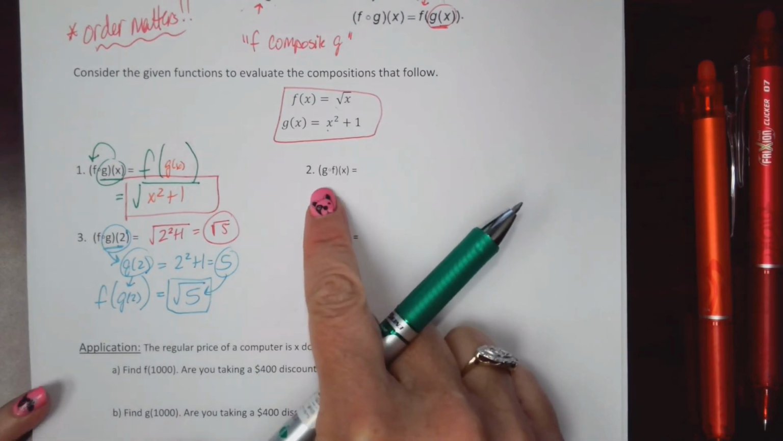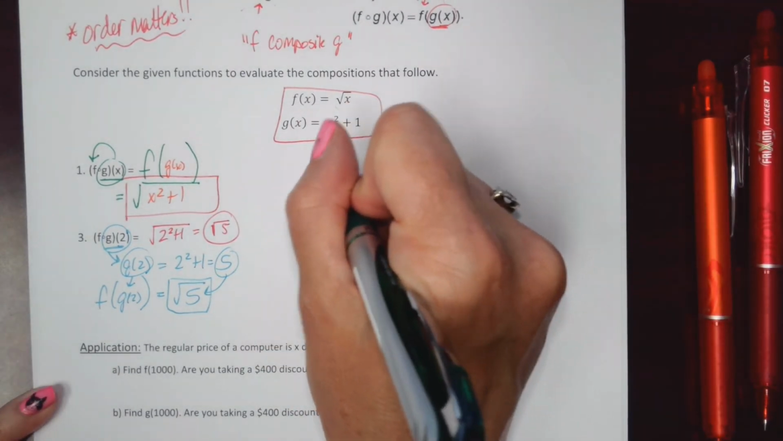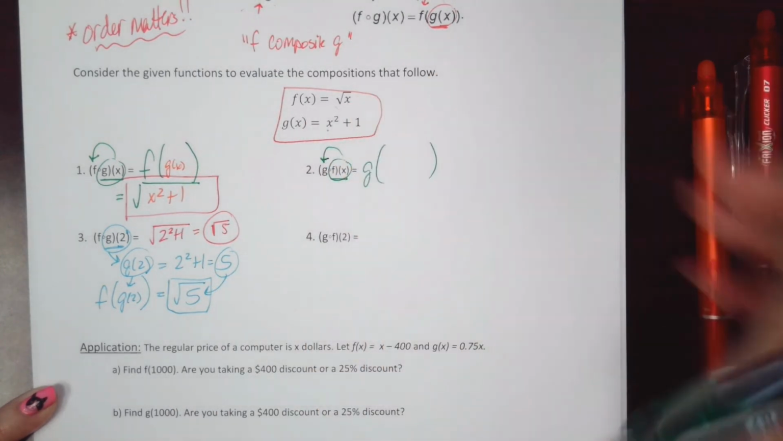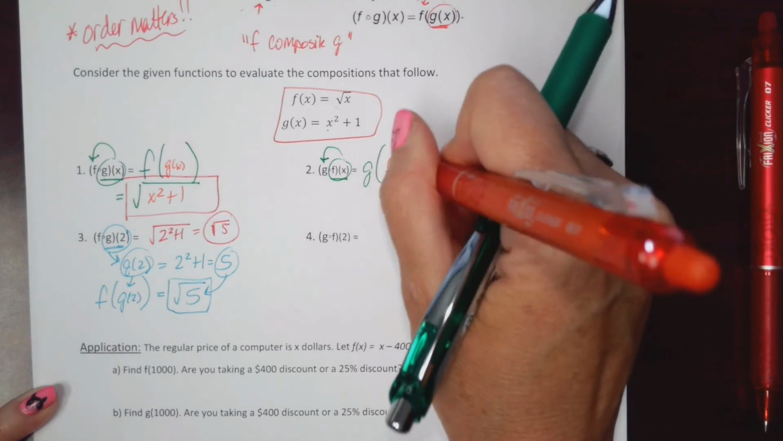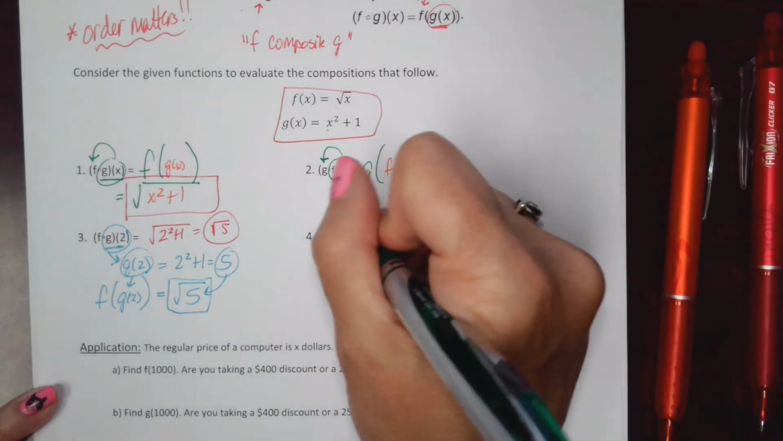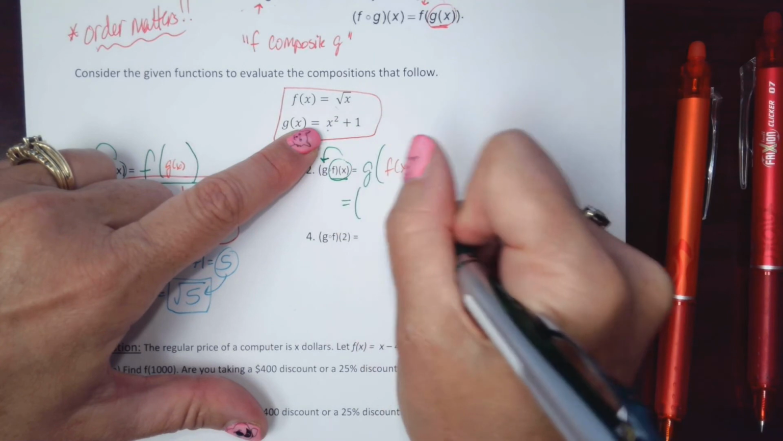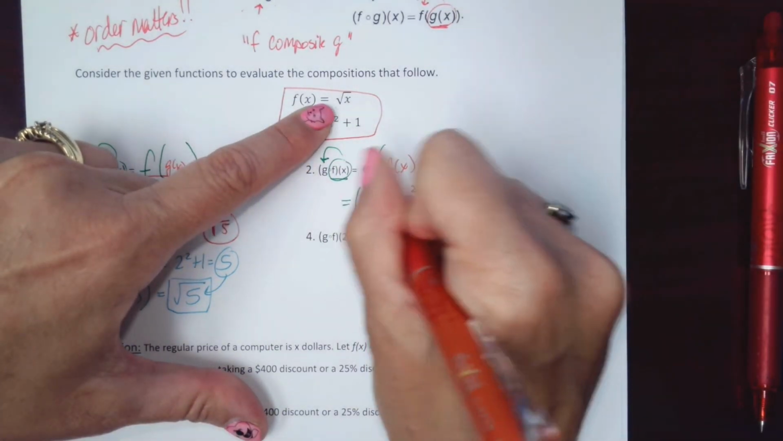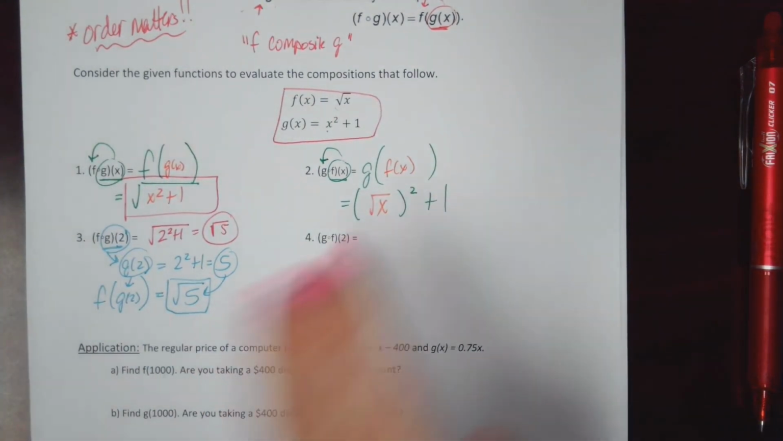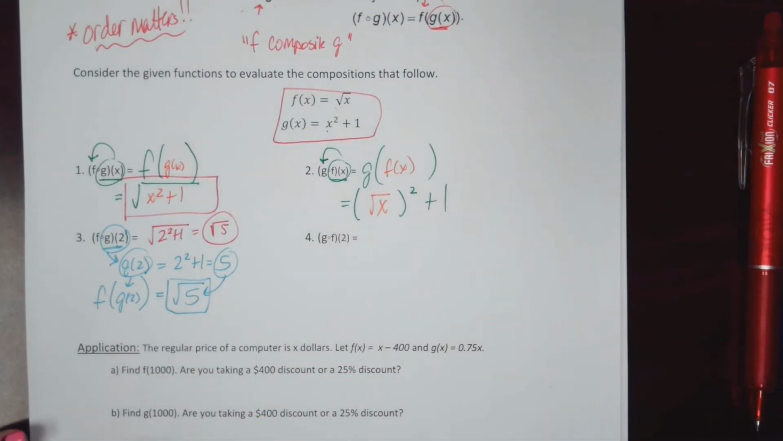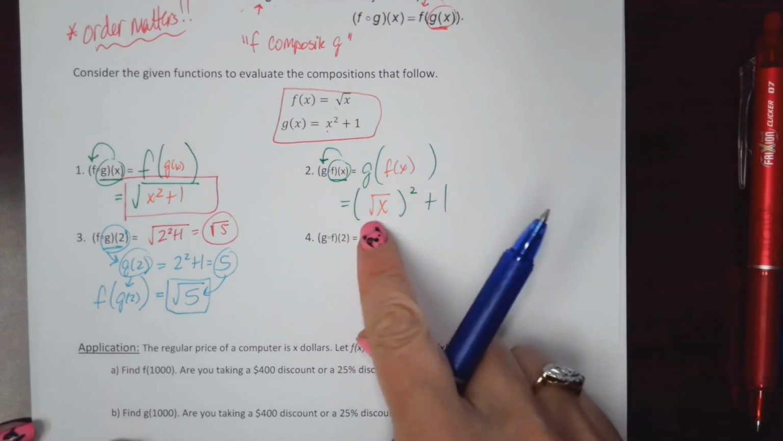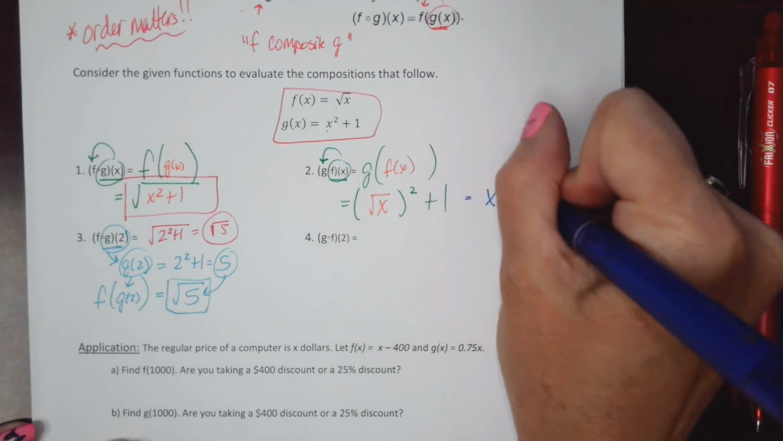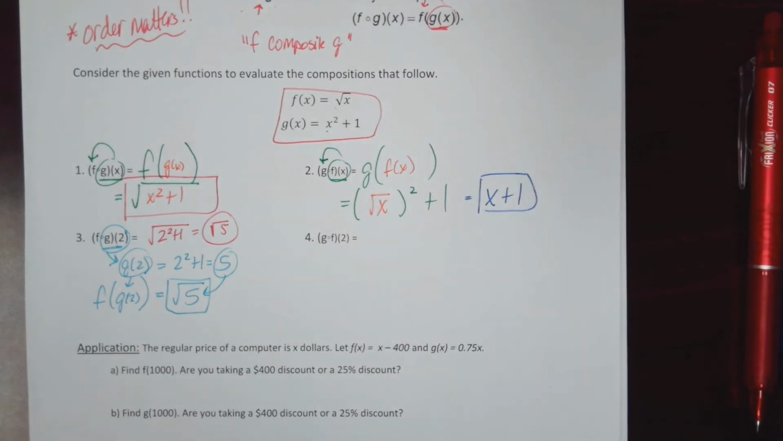All right, other order. g composite f of x. So I'm taking f of x, I'm plugging it into g. g is my big function. The f of x function is the one that's getting plugged in this time. So my g of x function says I'm squaring something and then adding 1. Well, what am I squaring? I'm squaring this other function. Now this can be simplified. The square root and square are inverse operations, cancel each other out, so I have x plus 1 as my result.